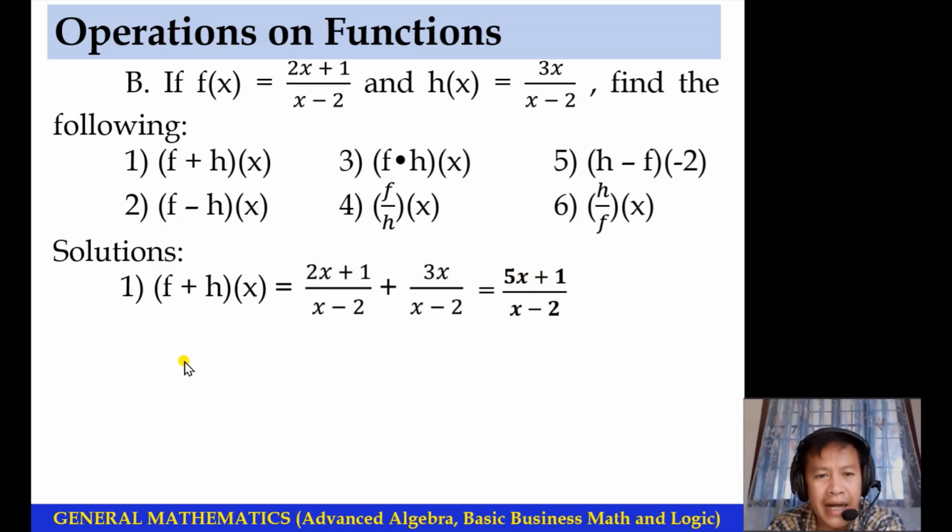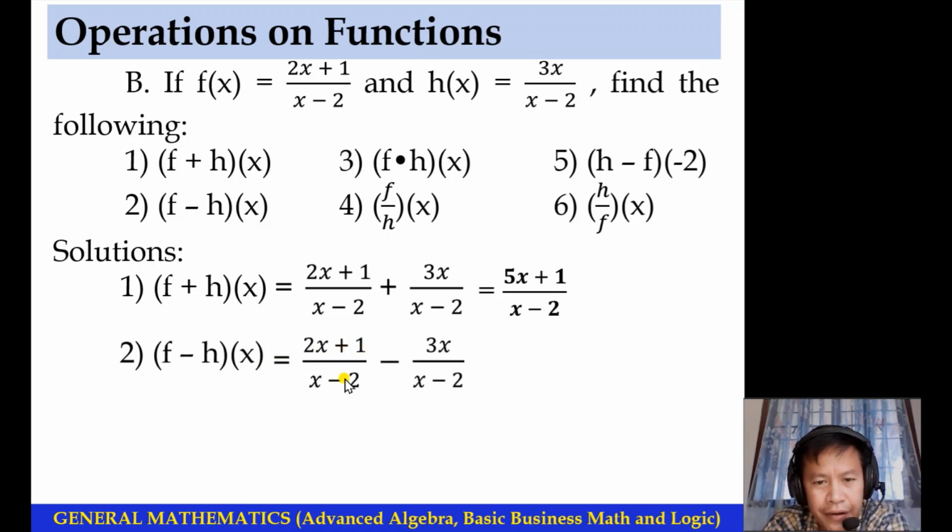Now, we will proceed with number 2, which is subtraction of functions. Number 2, f minus h of x is equal to 2x plus 1 all over x minus 2 minus 3x over x minus 2 is equal to, copy the common denominator, and what you need to do is to perform the operations in the numerator. Therefore, you have 2x minus 3x is equal to negative x. Why? Because 3 minus 2 is equal to 1, and the sign of 1 is negative because we have here a negative. Then you are going to copy the constant term of the first function because we do not have the constant term here.